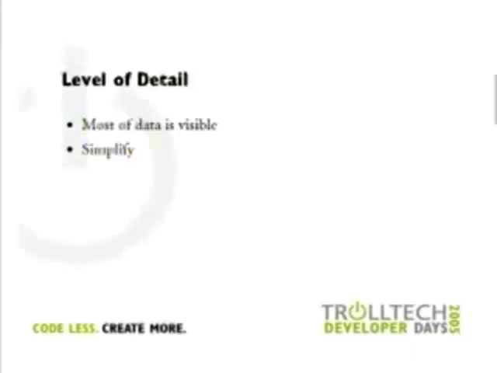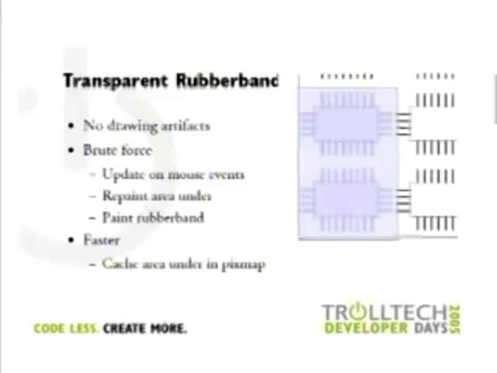Then, transparent rubber bands. Transparent rubber bands is something that has turned into something very common now. It's done on all the modern operating systems. When you do selections, you want this nice blue rubber band. It gives you no rendering artifacts, as you can quickly get if you use XOR.